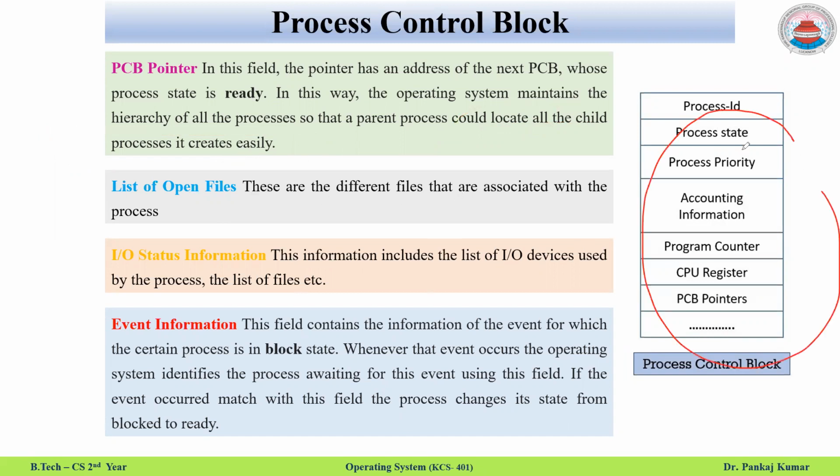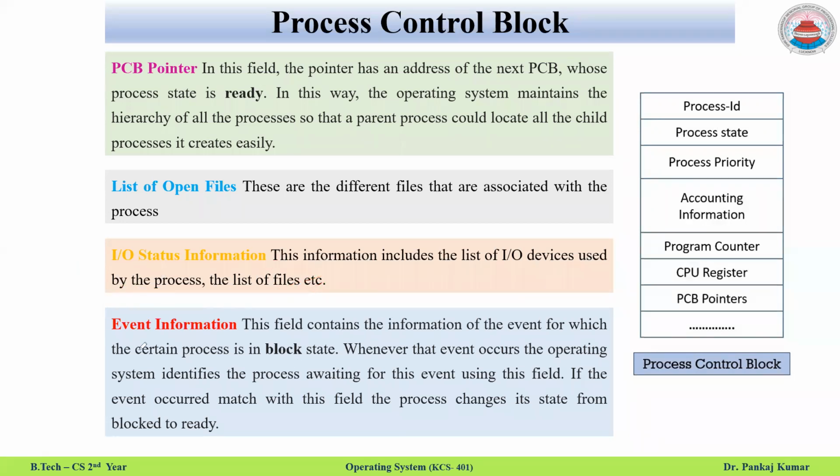Apart from these, there are some other fields also. List of open files means, for a particular process, which files are open or how many files are attached to that particular process. This information includes the list of IO devices used by a process.